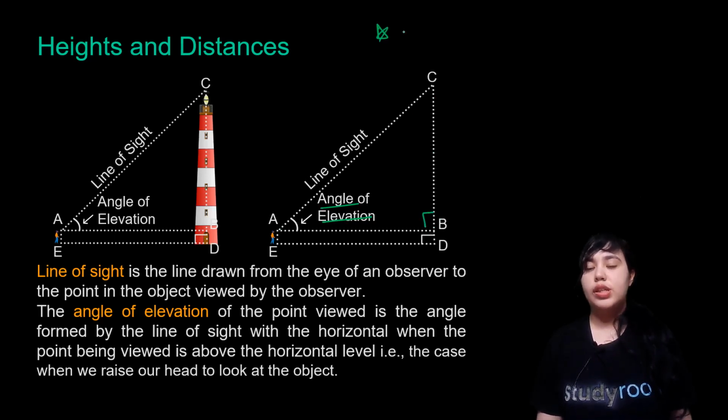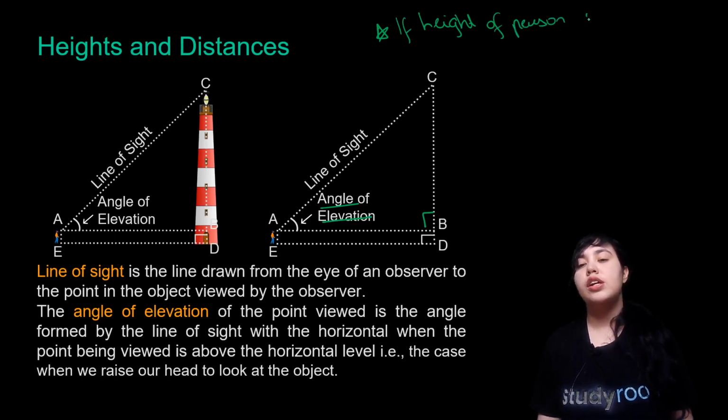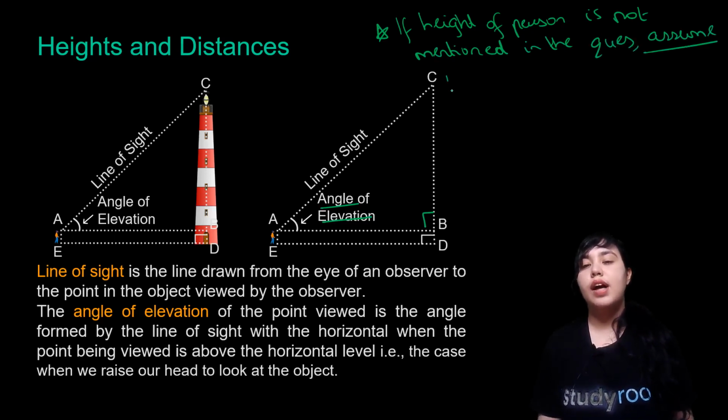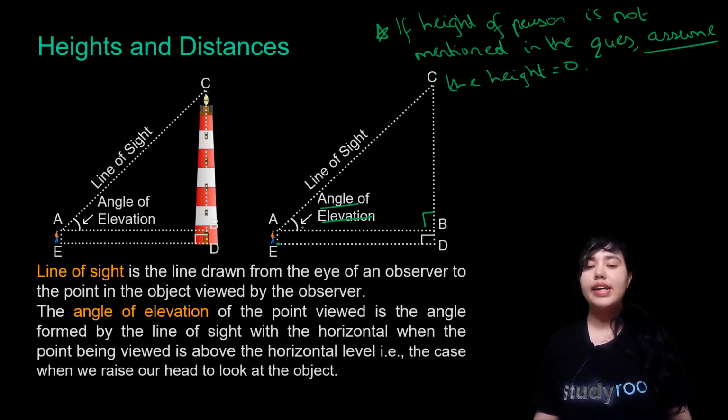Now a very important thing: if the height of a person or any observer is not mentioned in the question, then you have to always assume the height of that person to be equal to 0. So if this height becomes 0, you are diminishing to a point E, then the triangle which you will be considering will be ECD, where angle D is also 90 degrees.